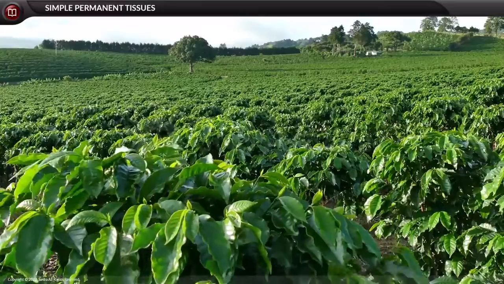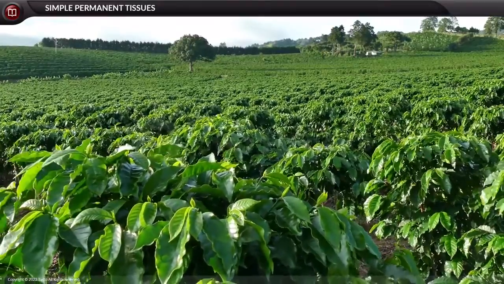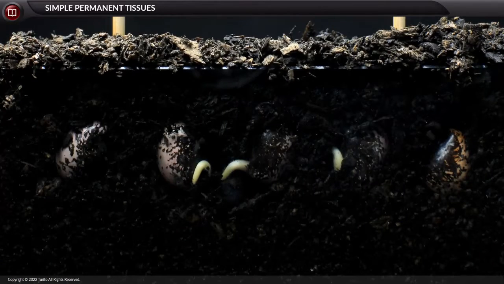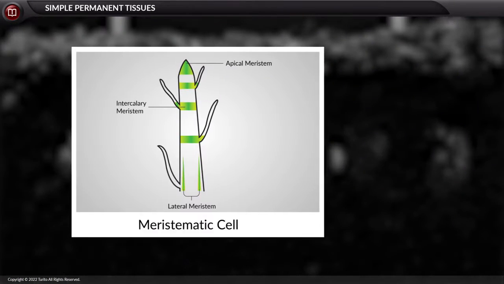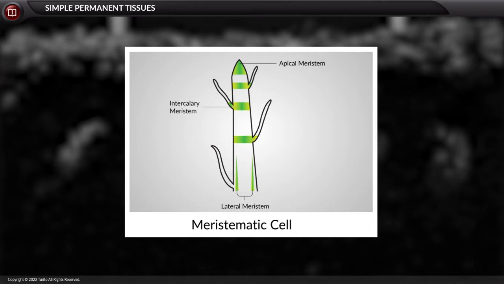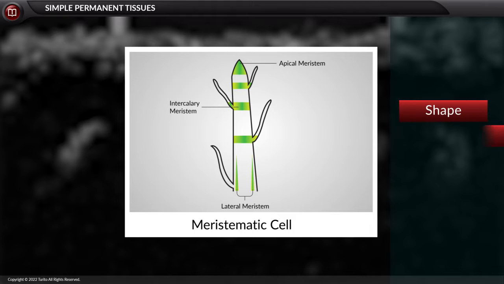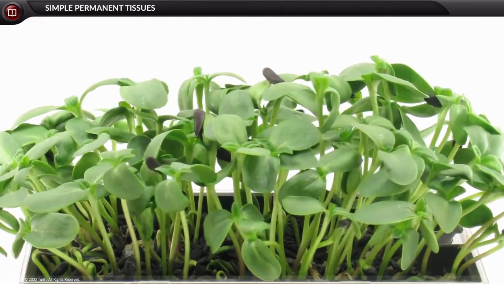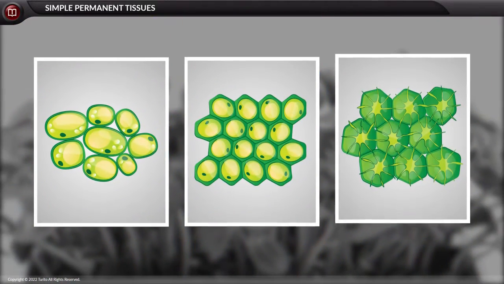Hello students. In this video, we will learn about simple permanent tissues. The cells of permanent tissue are formed by the differentiation of meristematic cells. Differentiation is the process by which the cells change their shape, size and function. Differentiation of meristematic cells results in the development of various types of permanent tissues.